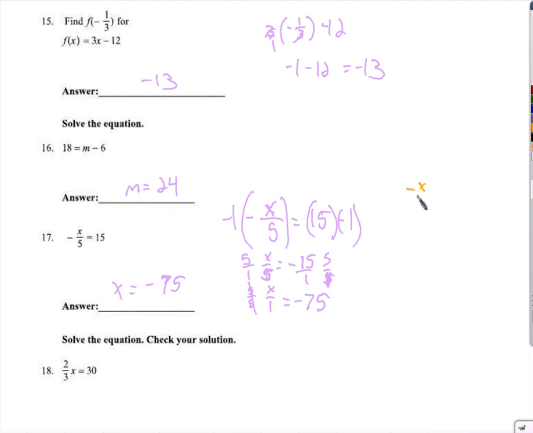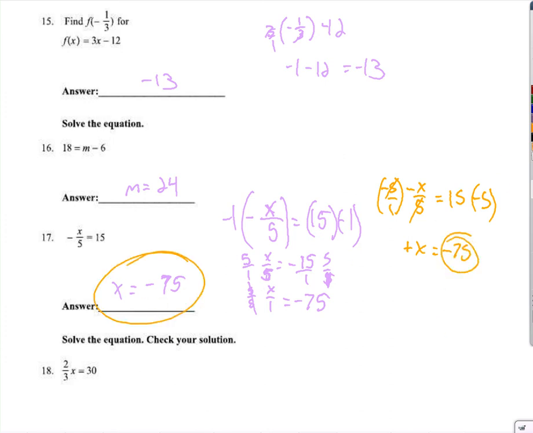Let's start over again, and say I recognize both of those things at the same time. I want to go to a positive. I don't want it to be negative anymore, so I need to multiply by a negative, and I will make that thing a negative 5. Okay? Negative 5 over 1. So negative 5 times negative x over 5, I know that's going to be positive. 5 divided by 5 is 1, so I now have a positive x over here. Multiply this by negative 5 and get negative 75. There we go, negative 75.